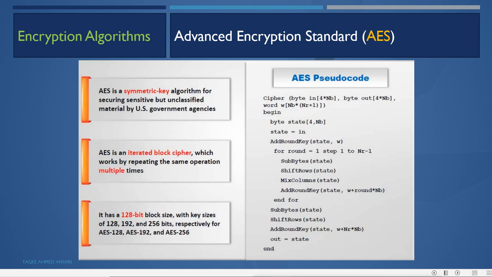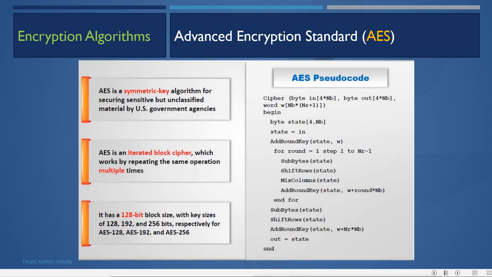Now this is the AES pseudocode. Pseudocode means how it does the thing. It repeats the iterated block cipher, repeating the same operation multiple times. As you can see here in the code, it is doing this. This is just pseudocode for AES.